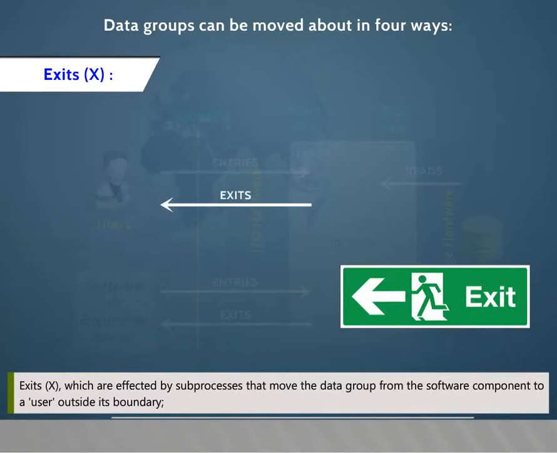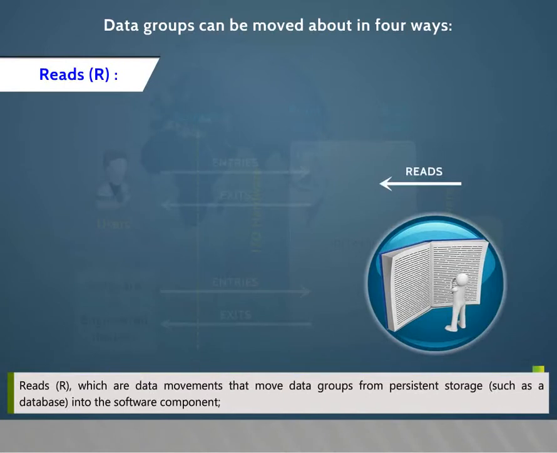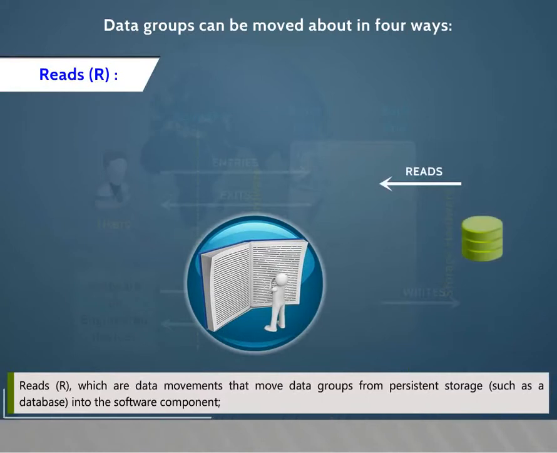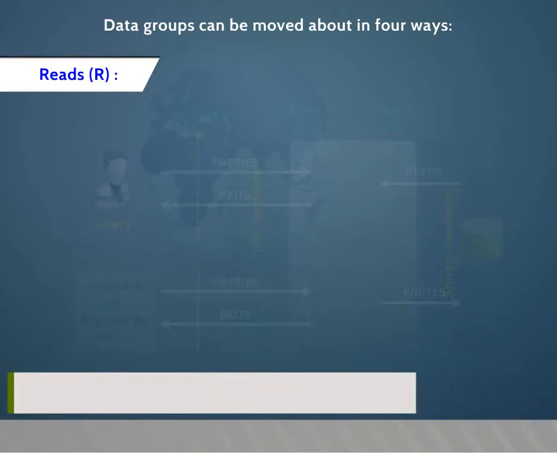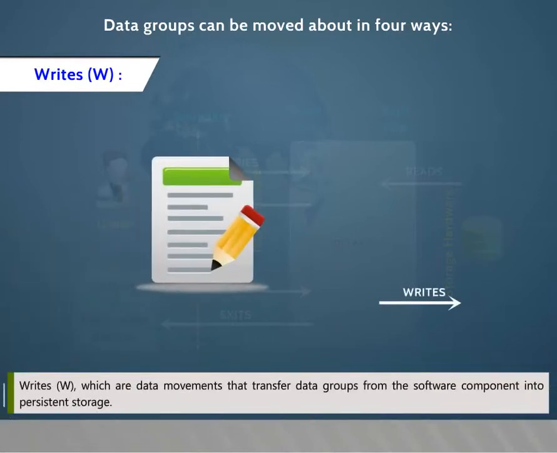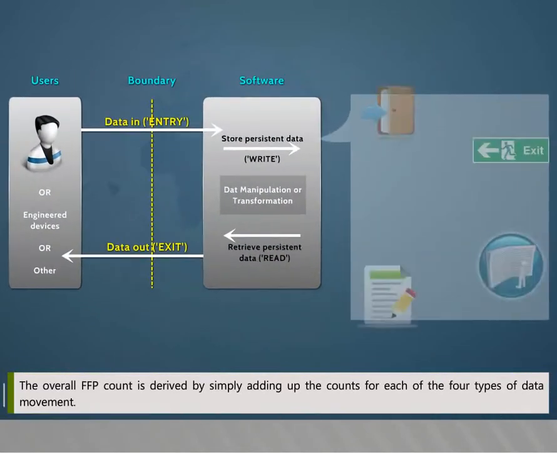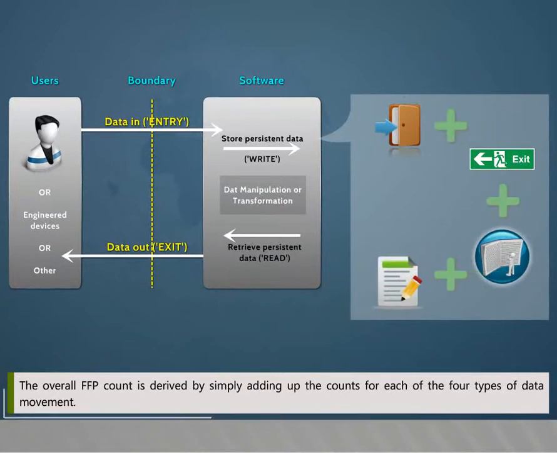Exits, X, which are affected by subprocesses that move the data group from the software component to a user outside its boundary. Reads, R, which are data movements that move data groups from persistent storage such as the database into the software component. Writes, W, which are data movements that transfer data groups from the software component into persistent storage. The overall FFP count is derived by simply adding up the counts for each of the 4 types of data movement.